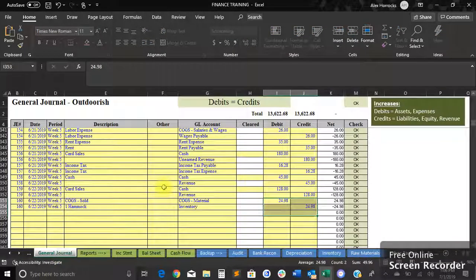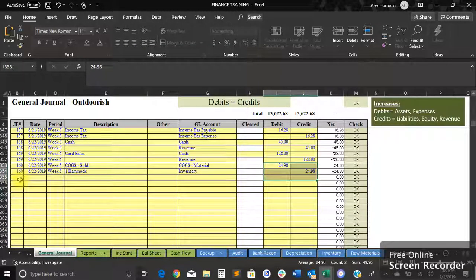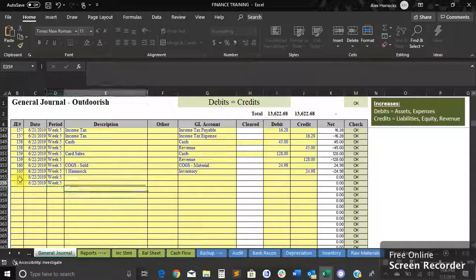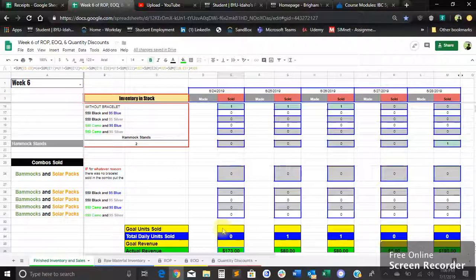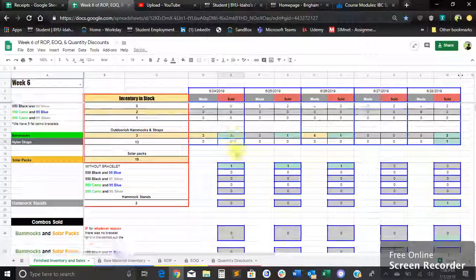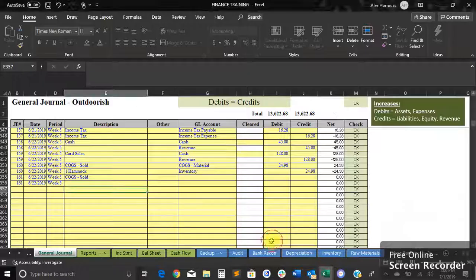So let's go ahead and do the card sales now. In the card sales, we're going to do another general ledger. Week 5 is when it took place. And I just go ahead and copy and paste that here. But now we have to figure out what went out on this transaction. So if we go back to what we sold, there was 1 hammock that was paid in cash.